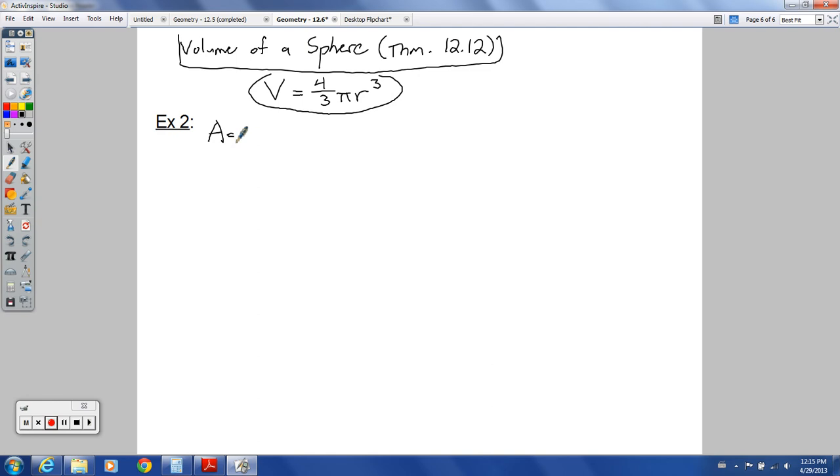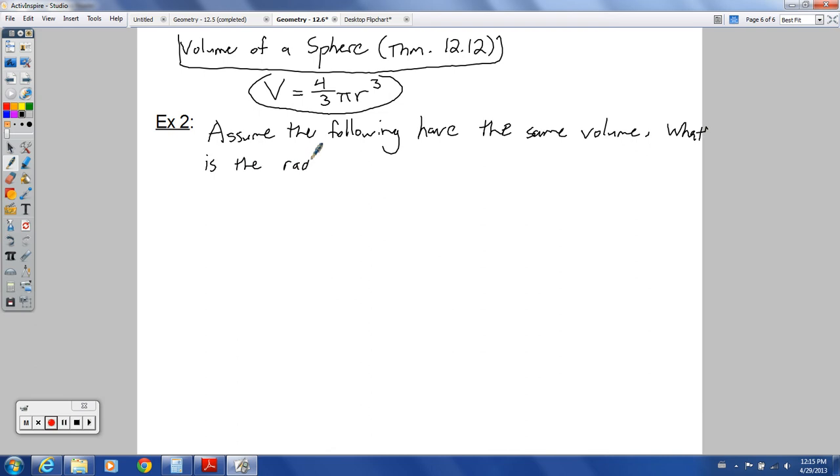And so let's assume the following have the same volume. We're going to draw some pictures in just a moment. So assume the following have the same volume. What is the radius of the sphere?